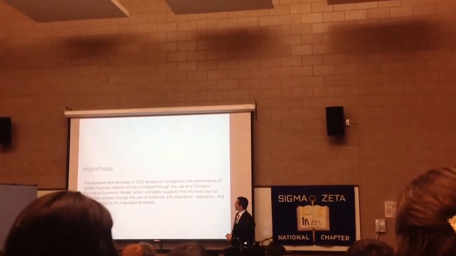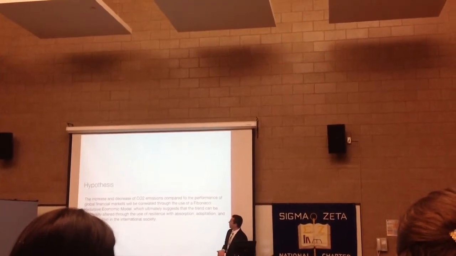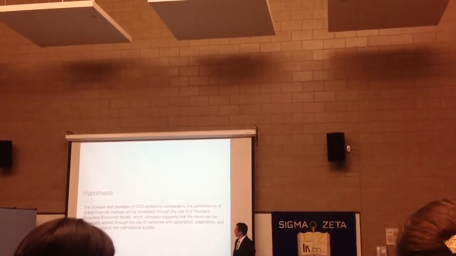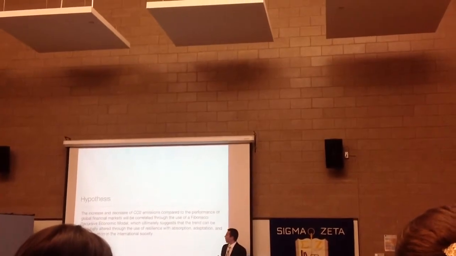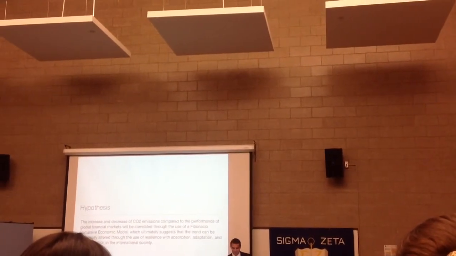The increase and decrease of CO2 emissions compared to the performance of global financial markets can be correlated with the use of a Fibonacci recursive economic model. It also suggests that the strength can potentially be altered through resilience, with absorption, adaptation, and transformation.